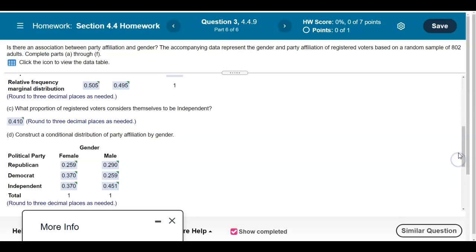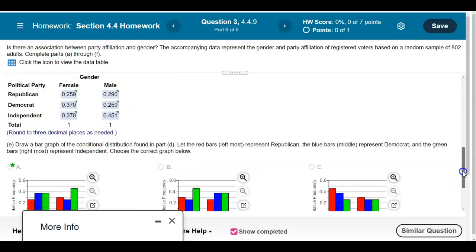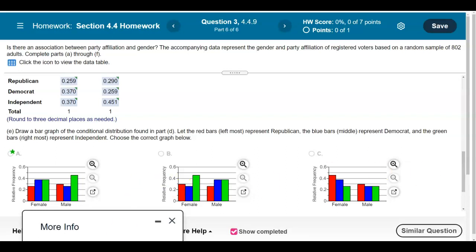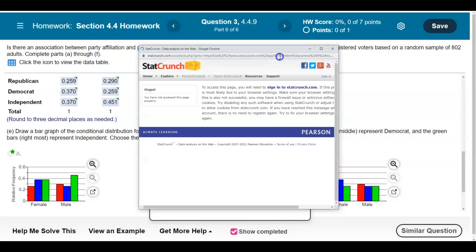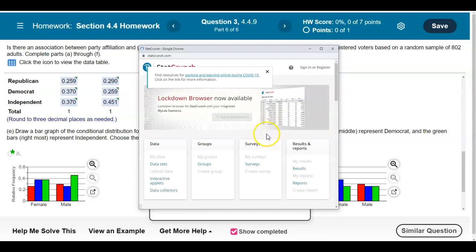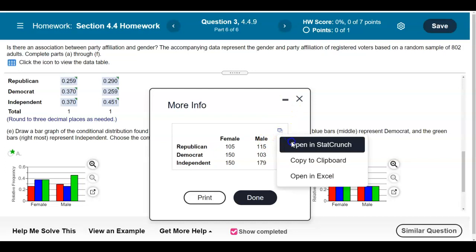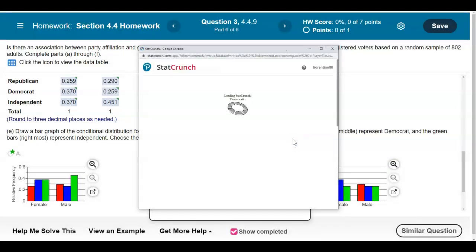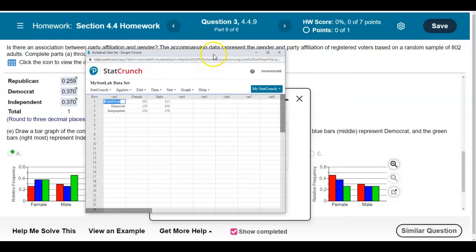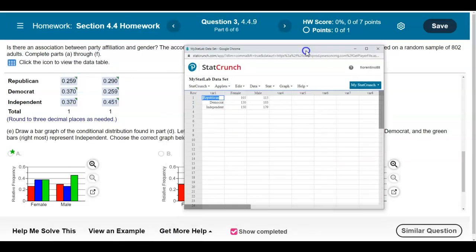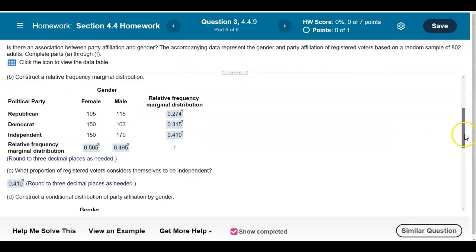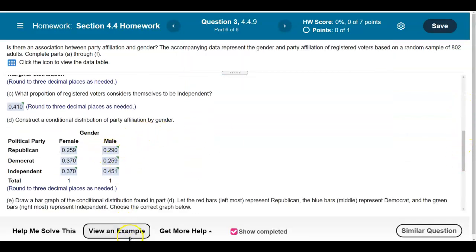Okay, so now what we want to do is we want to now draw a bar graph of the conditional distribution. So what we're going to do is we're going to open up this data into StatCrunch. Okay, so here's our data, which is in StatCrunch. Okay, so now that we have our data, what we want to do is we're going to use what we found in the conditional distribution here. Okay, which is this one here.